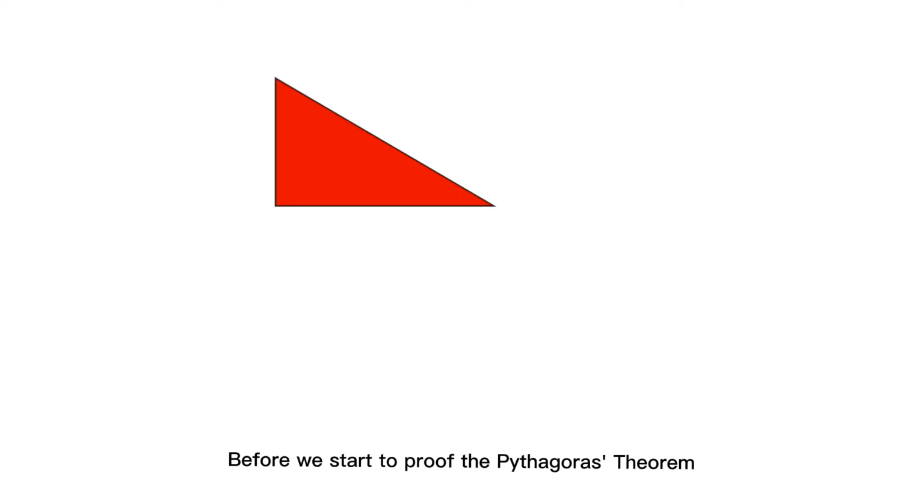Before we start to prove the Pythagoras theorem, we need to understand well about a triangle. If we have a triangle, and the triangle has to be a right angle triangle, which means that one of the three angles in the triangle has to be 90 degrees. What is so special about this triangle?